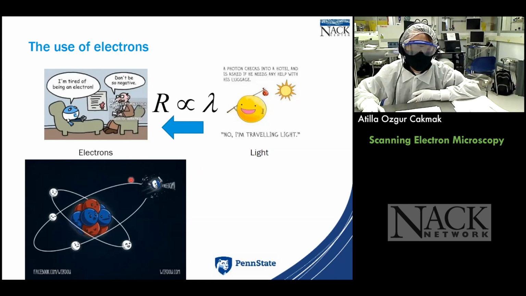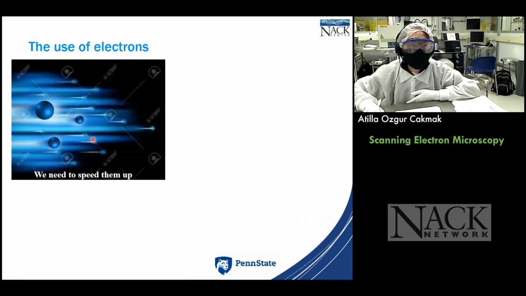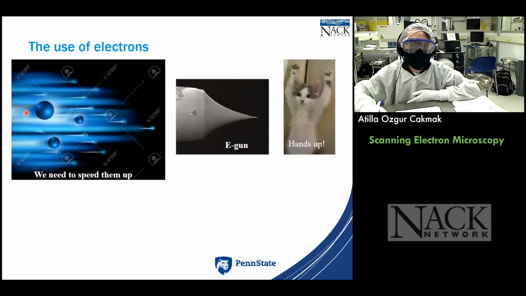So we need to create these William Wallace electrons. What are we going to do? We're going to speed them up. We're going to create highly energetic electrons. Highly energetic electron means we're going to speed them up. They're going to reach tremendous speeds. How are we going to do that? We're going to need an electron gun. We're going to release these electrons from a metallic gun, and that we call the electron gun.